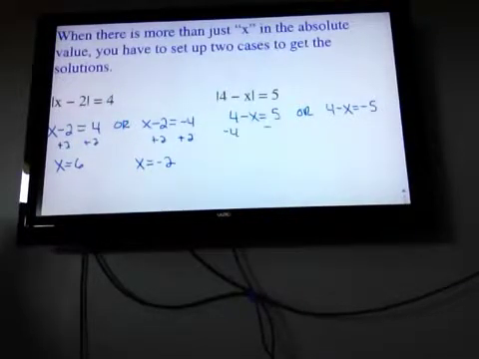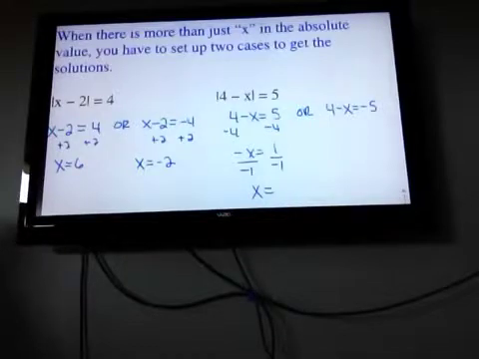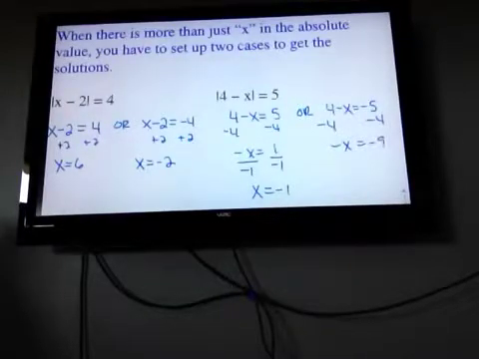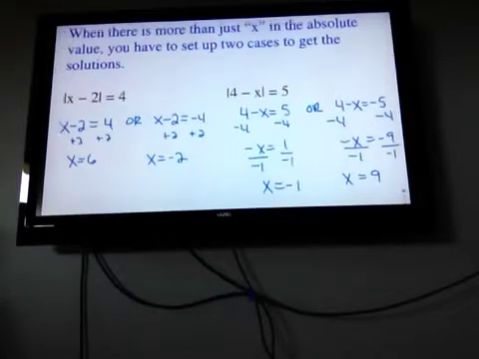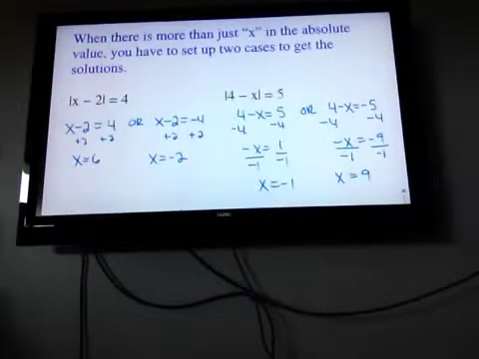Subtract your 4. Negative x equals positive 1. Divide by negative 1. x is negative 1. And subtract 4. Negative x equals negative 9. Divide by negative 1. x is positive 9. All answers are still checkable. Okay, questions?